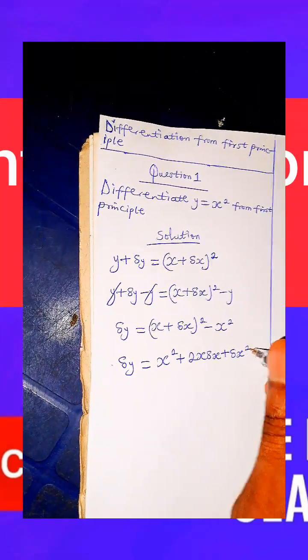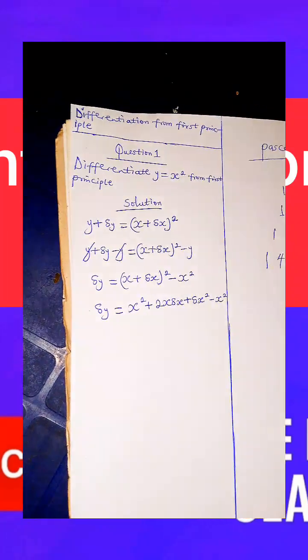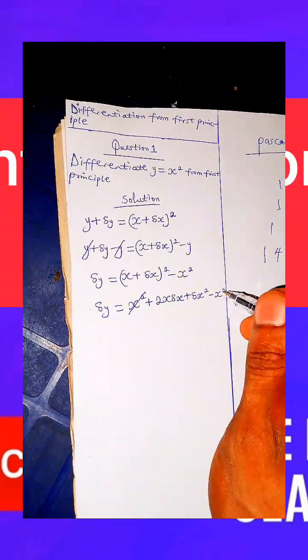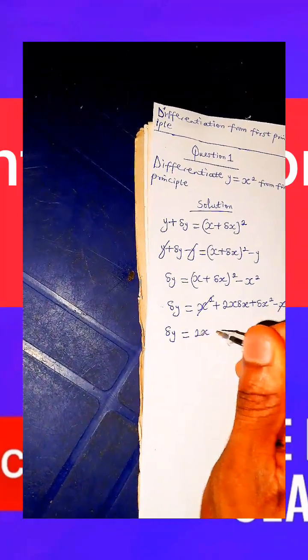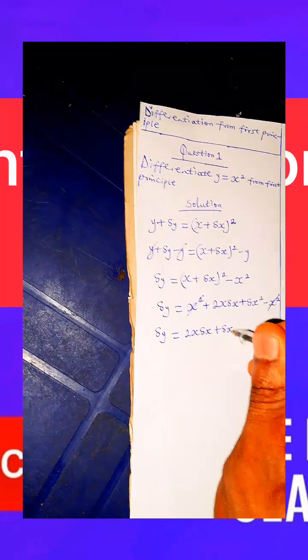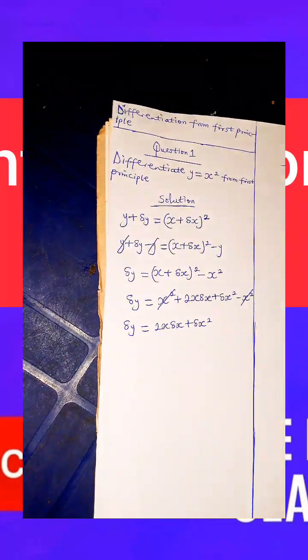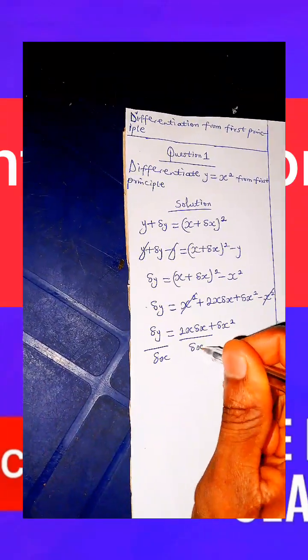Minus x squared. So if you look at this very well, x squared cancels x squared. This question is very easy to solve. What is remaining? We have 2x delta x plus delta x squared. The next thing we are going to do is divide through by delta x.